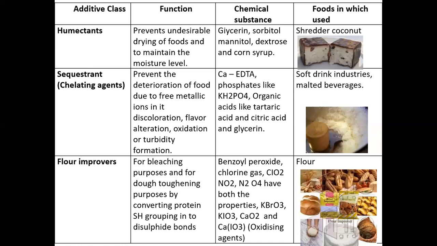What are the different types of things used? Potassium bromate, calcium oxide, benzoyl peroxide, etc. are used, and also for bleaching. When you see the refined wheat flour, it looks very white, right? A lot of bleaching agents are used, and the color is also improved. And when you prepare the dough with it, it is very good; it helps so that you can easily knead the dough, etc. So these things are used for improving the quality of the dough.